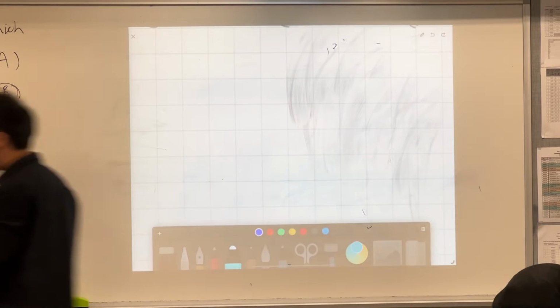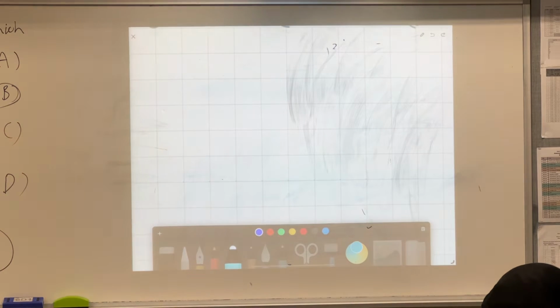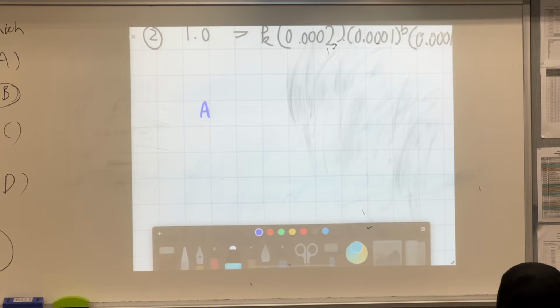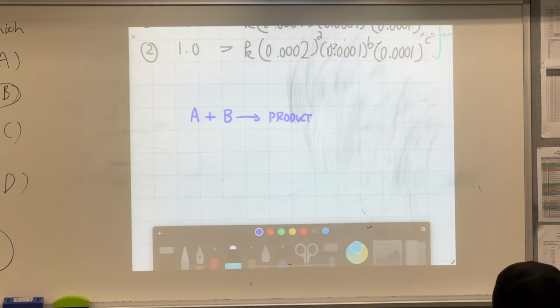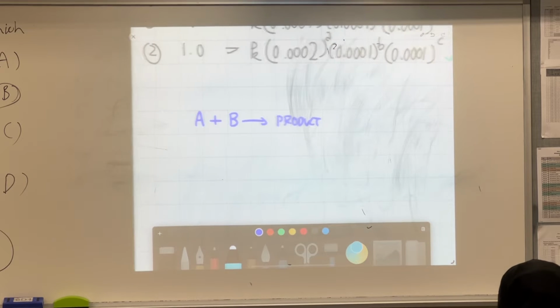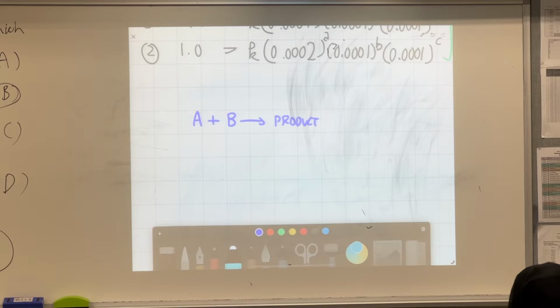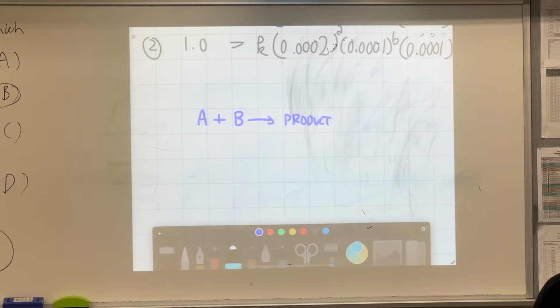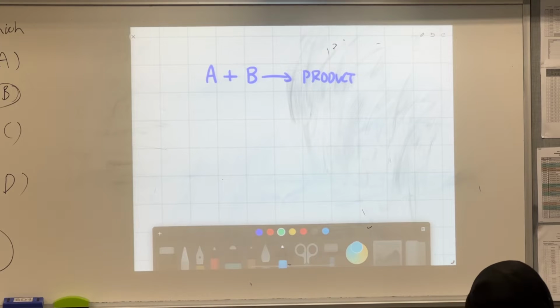Remember, if we have, let's say, two reactants in a reaction, A and B reacting to form products, we cannot find the order of reaction just by looking at the mole ratio in front of these chemicals. When you look at a balanced equation, there may be mole ratios, but those mole ratios have no direct correlation with the order of reaction. As such, we can only find the order experimentally.